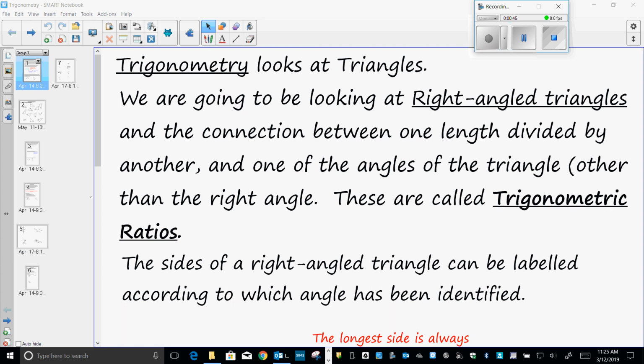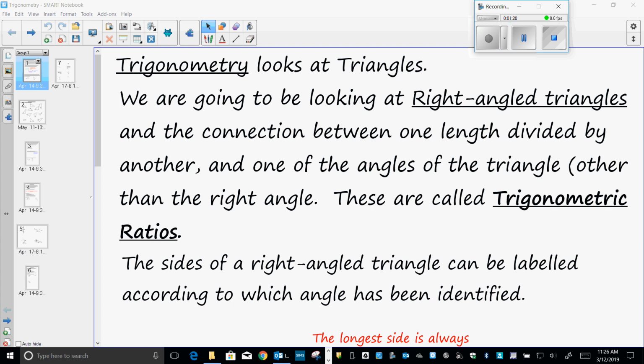Now, in some trigonometry questions, you're actually going to be using Pythagoras as well. How joyful is that? More specifically, though, at the moment we're going to be looking at the connection between one length divided by another, and one of the angles in the triangle, other than the right-hand one. So when I'm talking about an angle in trigonometric terms, I'll never be referring to the 90-degree one. This trig that we're looking at here is for right-angled triangles. So I know that all my triangles have a right angle. So when I talk about an angle or the angle, I don't ever mean the right-angle one.